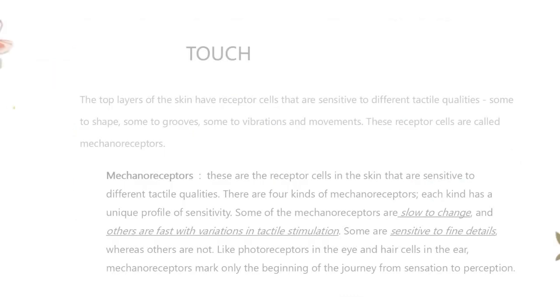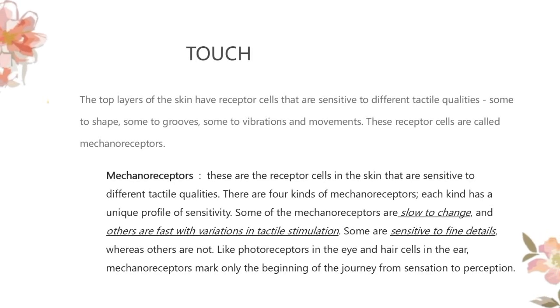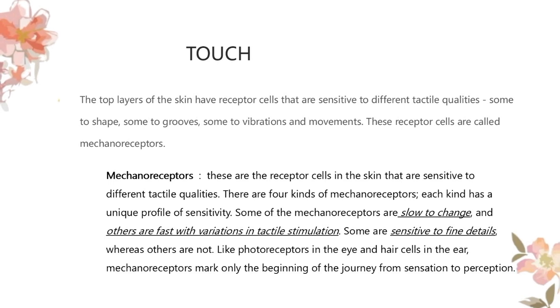Touch. The top layers of the skin have receptor cells that are sensitive to different tactile qualities, some to shape, some to grooves, some to vibrations and movements. These receptor cells are called mechanoreceptors. Mechanoreceptors. These are the receptor cells in the skin that are sensitive to different tactile qualities. There are 4 kinds of mechanoreceptors. Each kind has a unique profile of sensitivity.